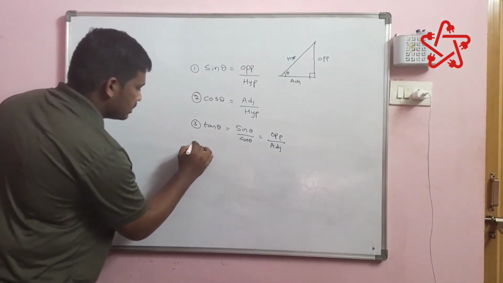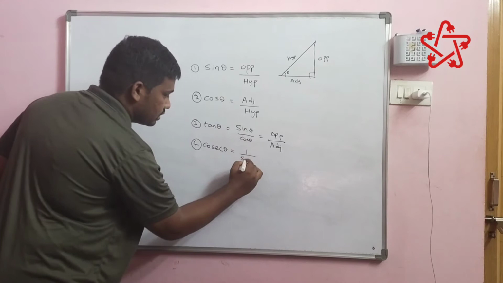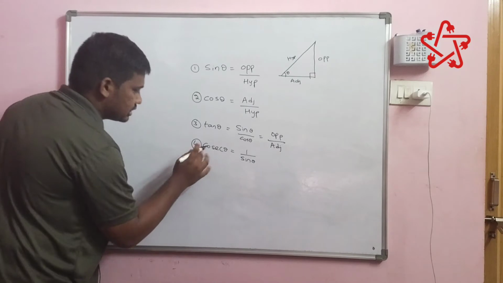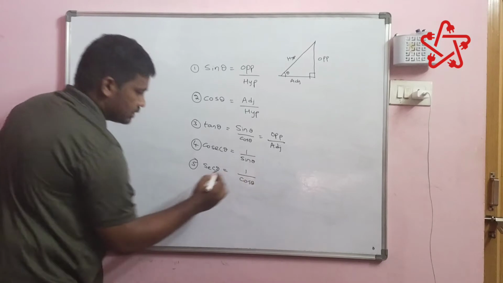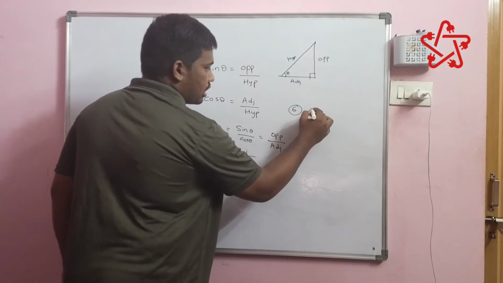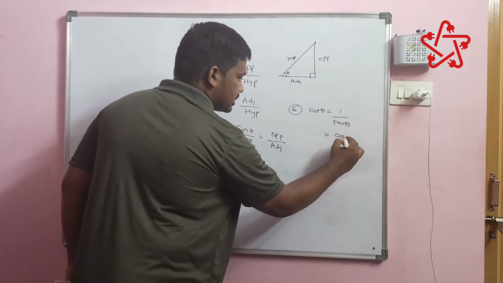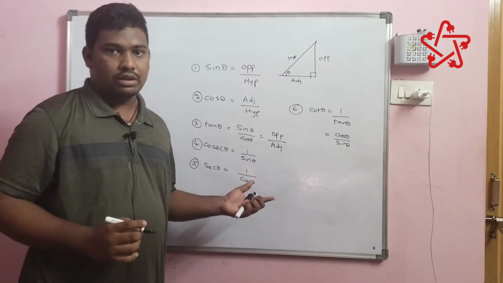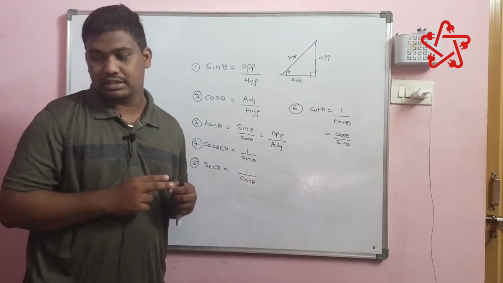After that, cosecant theta. Cosecant theta is 1 by sin theta. You may write it as hypotenuse by opposite side. Next, secant theta. Secant theta is 1 by cos theta, right? And the last trigonometric ratio is cot theta, which is equal to 1 by tan theta or cos theta by sin theta. If we know these basics, then we can move to find the values of different trigonometric ratios, right, at different angles.